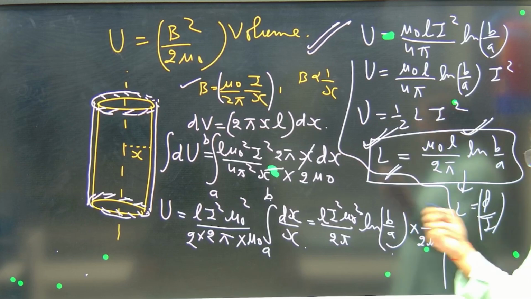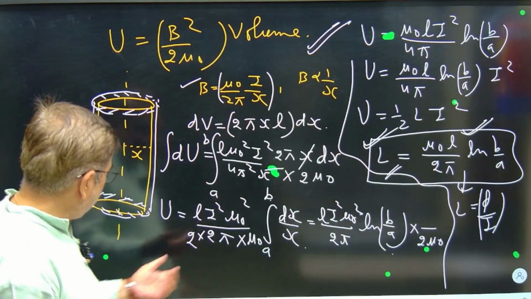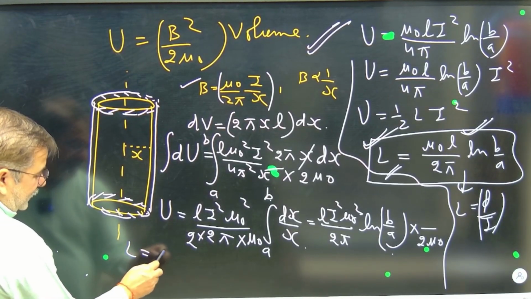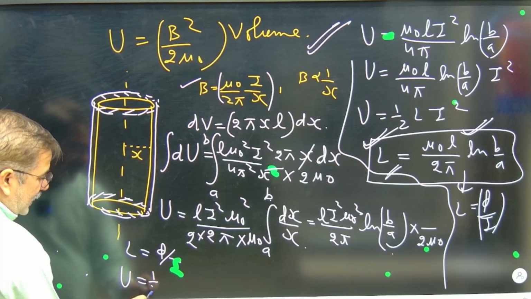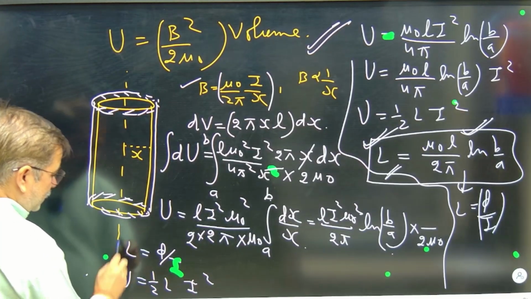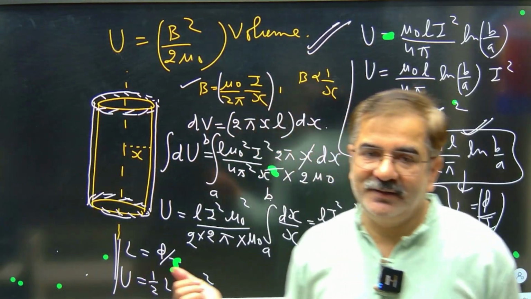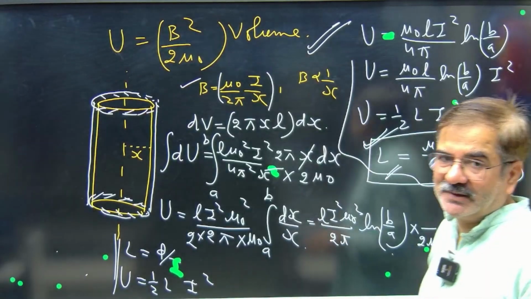So these are the two methods for defining the inductance. Either L is phi by I, or I can say U is equal to half L I square. Both methods define the value of inductance. That way it behaves quite similar to the parallel plate capacitor. Thank you.